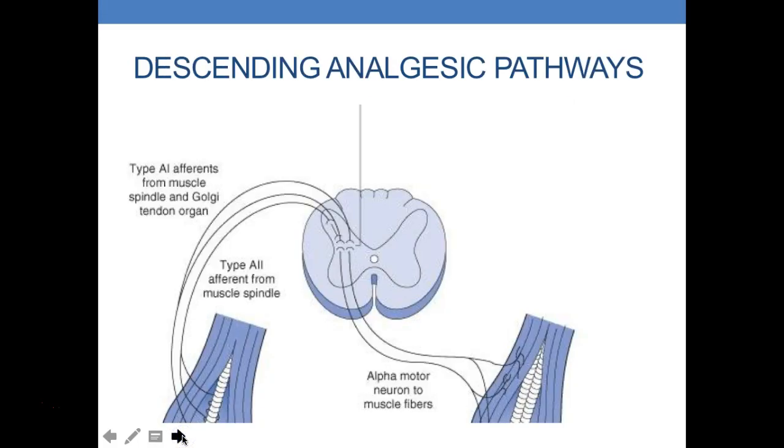So here's that descending analgesic pathway that I was talking about. And so what happens is you have that alpha motor neuron to the muscle fibers. You have a muscle spindle, and the release of those afferents from the muscle spindle and the Golgi tendon organ that go into that brain that we were talking about. So good to know that that helps with how that relieves pain, even though it seems like it's painful at first when you're doing a deep tissue massage on people.